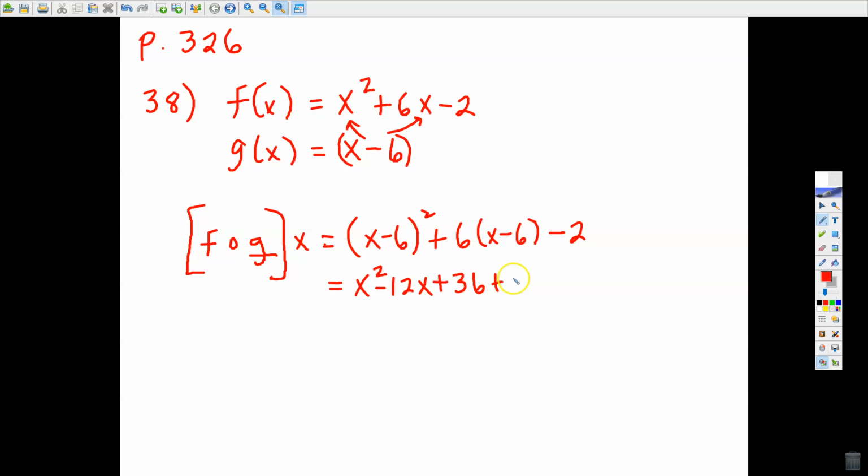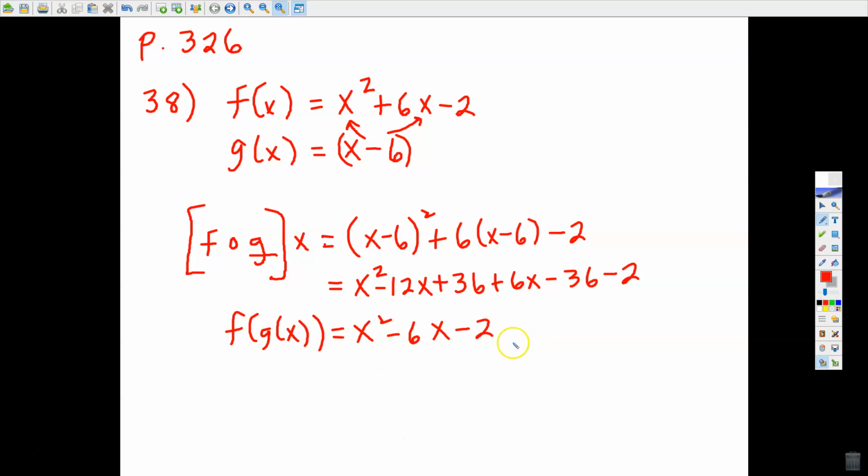Continuing on, we'll distribute here: 6x minus 36 minus 2. Now we're going to simplify. There aren't any other quadratic terms, x squared. Negative 12x plus 6x is negative 6x. And 36 minus 36 makes 0, minus 2. Okay, so that is the composite. I'll write it a different way: f of g of x.